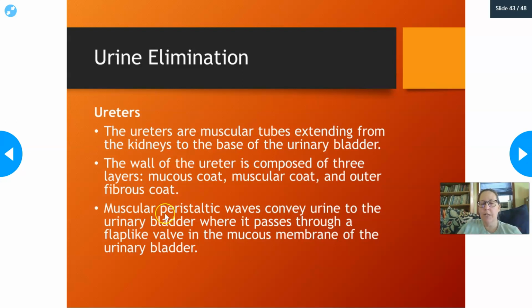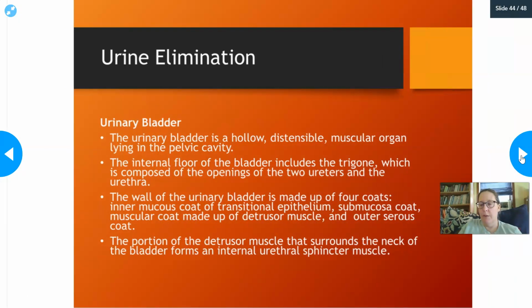That peristaltic wave is similar to the peristaltic wave that moves food through your digestive system, right? So it's basically, if you will, squeezing the urine through the ureter so that it can move down. Those are also what causes pain when you have a kidney stone that's moving, because those peristaltic waves are trying to move that stone. They're squeezing around it, and it's causing pain. If anybody's ever experienced that.